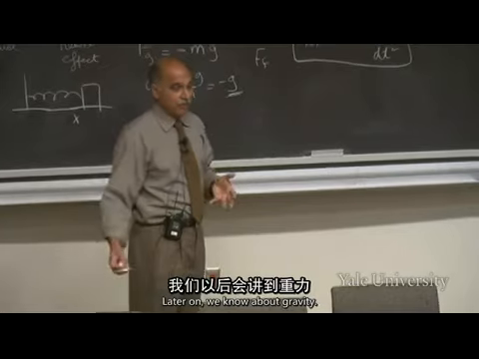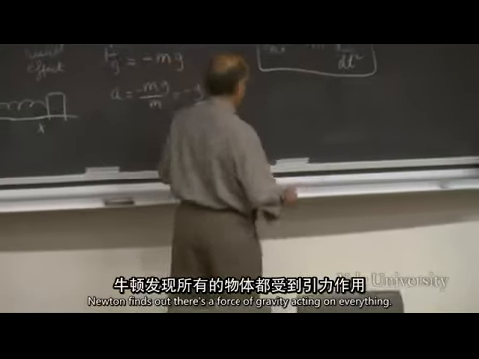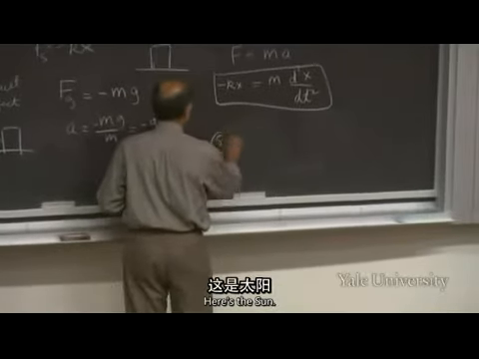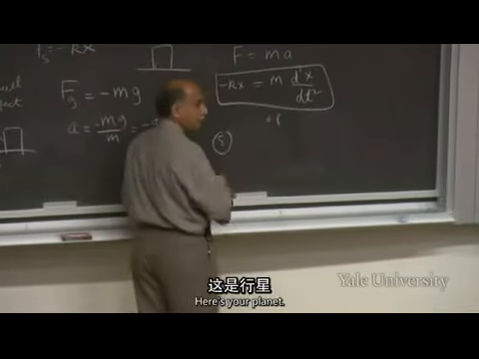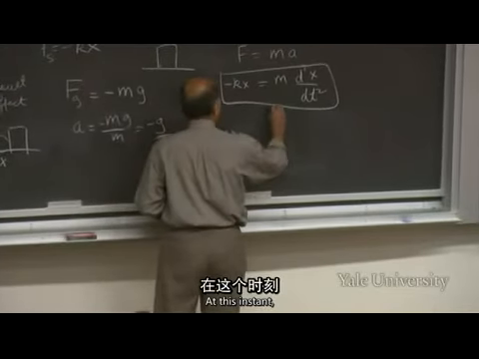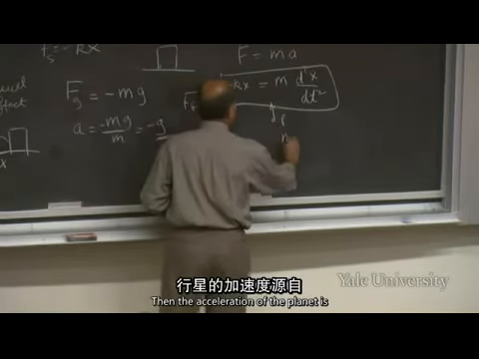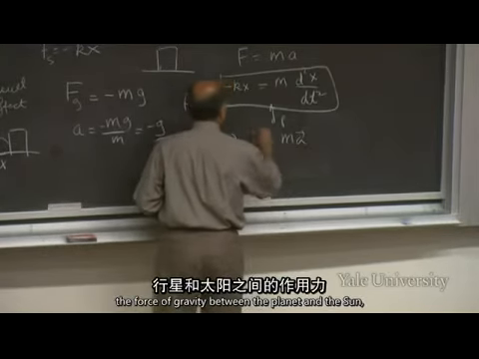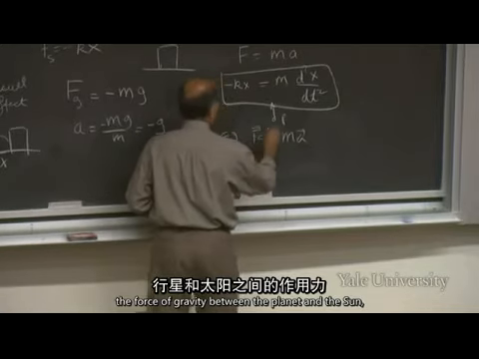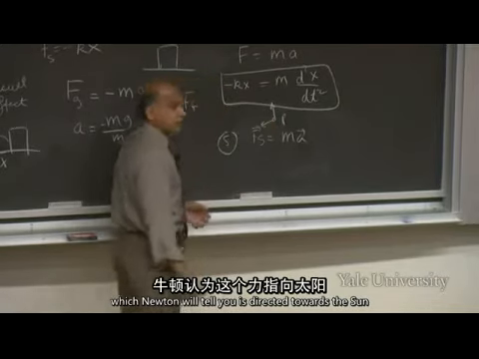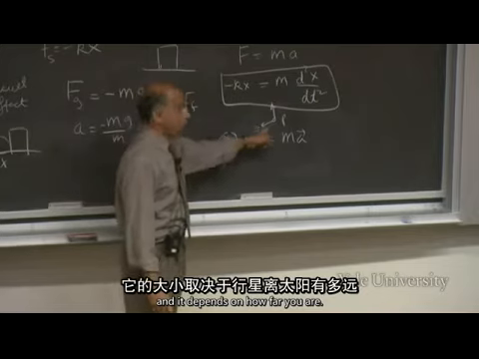Later on, we know about gravity, right? Newton finds out there's a force of gravity acting on everything. Here's the sun. Here's your planet. And at this instant, the planet may be moving at that speed. Then the acceleration of the planet is the force of gravity between the planet and the sun, which Newton will tell you is directed towards the sun, and it depends on how far you are.